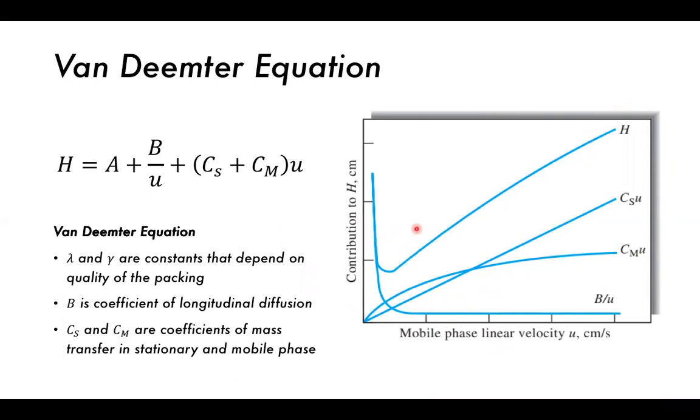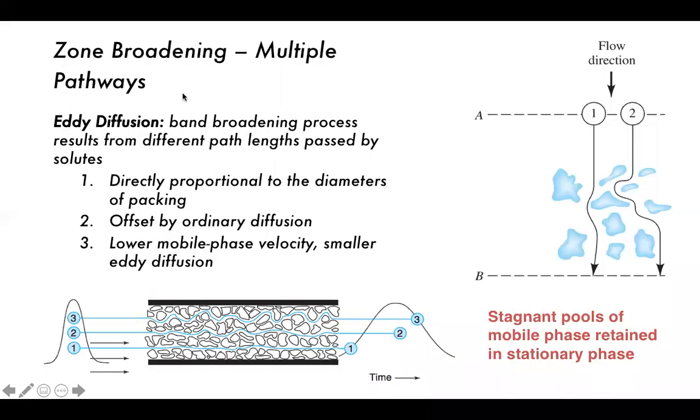So the Van Deemter equation, as we said before: lambda and gamma are constants that depend on the quality of the packing. B is the coefficient of longitudinal diffusion. Cs and Cm are coefficients of mass transfer in stationary and mobile phases. So zone broadening, this is where we have the multiple pathways. This comes into that A term that we talked about earlier.